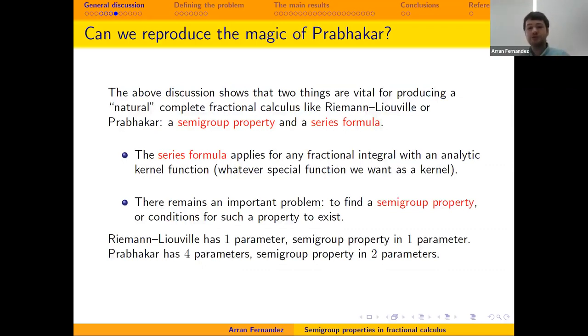If there is a semigroup property, in which parameters do we have that semigroup property? Let's say you can have an operator with many different parameters. You have to choose some of them to have a semigroup property, and which sum is possible.